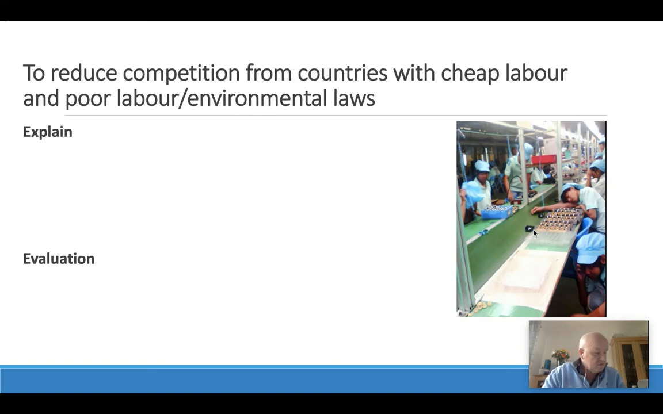Let's take a look at the last couple of examples then. So to reduce competition from countries with cheap labour and poor labour and environmental laws, well, in this case, what we've done is taken away the scaffold a wee bit and asked you to explain what that is and also to evaluate. So let's take a look at how this might work then.